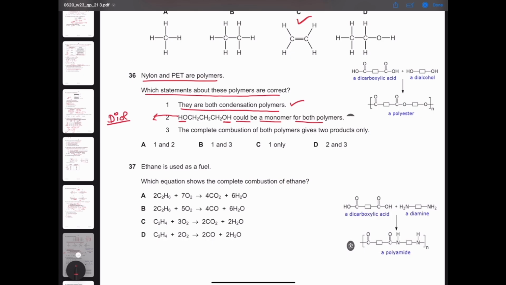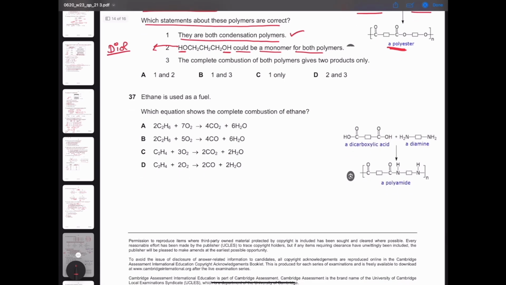This is incorrect because, as I have pasted the photos here as well, for a polyester, dicarboxylic acid and dialcohol are required. So here alcohol is required. That is correct. But for nylon, which is a polyamide, dicarboxylic acid and diamine are required. So here diol is not required. So 2 is incorrect. The complete combustion of both the polymers gives two products only.